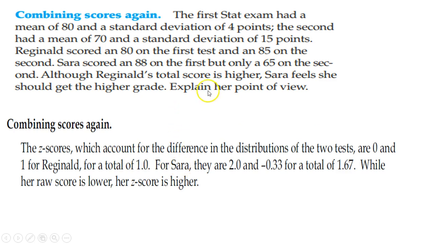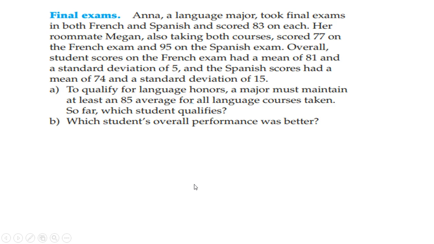For Sarah, she was 8 over, divided by 4, which is a 2, so she got a z-score of 2. On the next one, she had a 65, and that test had a 70 as the mean. So when she subtracted, it was negative 5 divided by 15, so it's negative 1/3. When she totals her z-scores up, her total was actually higher than his. While her raw score is definitely lower, her z-score is higher, so she could argue that she should technically have a better grade because of that.